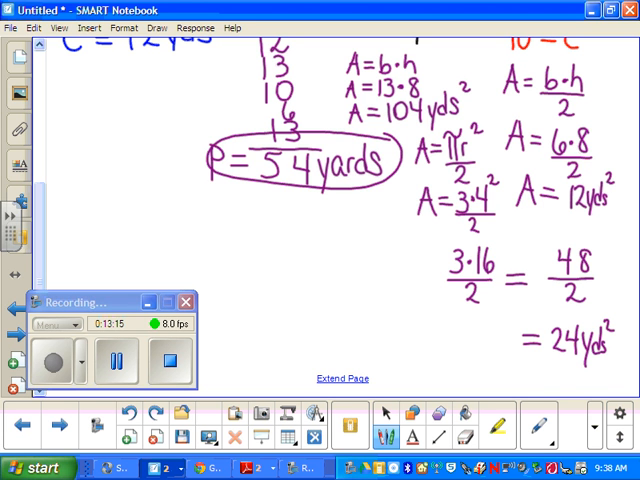Now I have to add all 3 of those areas together to get the total area. So I will have 104 plus 12 plus 24.